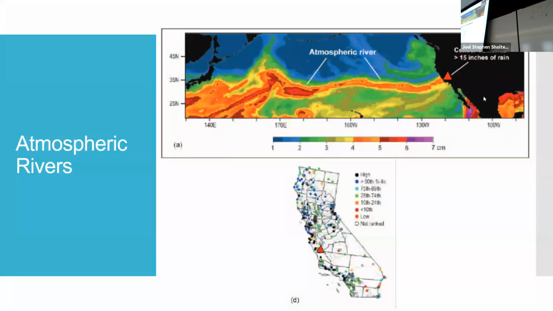And then during an atmospheric river, you can see these are USGS gauges. So black is like the highest on record. Blue is 90th percentile in terms of stream flow. So when this atmospheric river hit north central California, all the rivers were flooding because of this crazy situation.